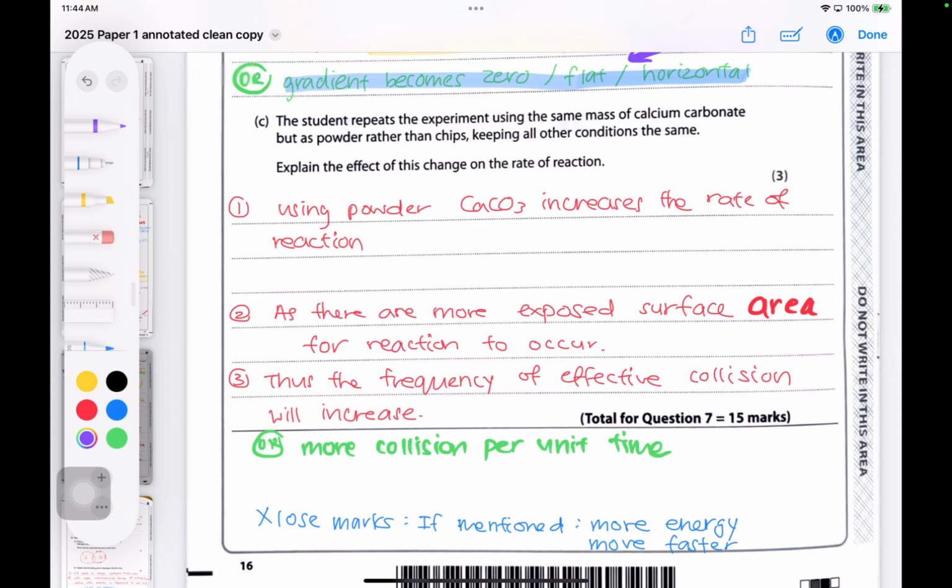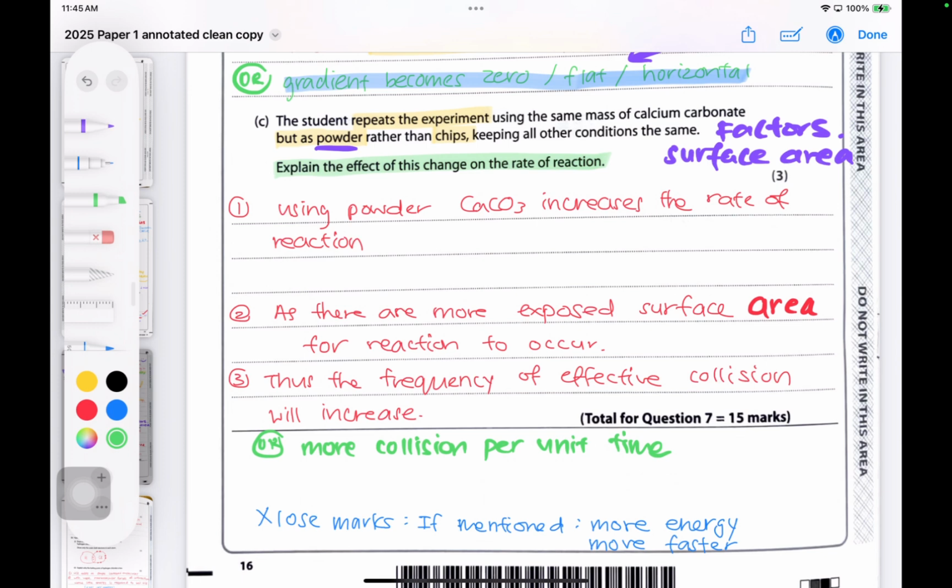And we're going to look into the last 3 marks for this question. So the context of this question here is the student repeats the experiment, but now using powder rather than chips. So this is under factors of rate of reaction. There are a total of 5 factors, and here if you're using powder, we're talking about surface area. So we need to discuss in terms of surface area. So how do we get 3 marks here? So one main thing is, this is the one that students tend to forget to discuss.